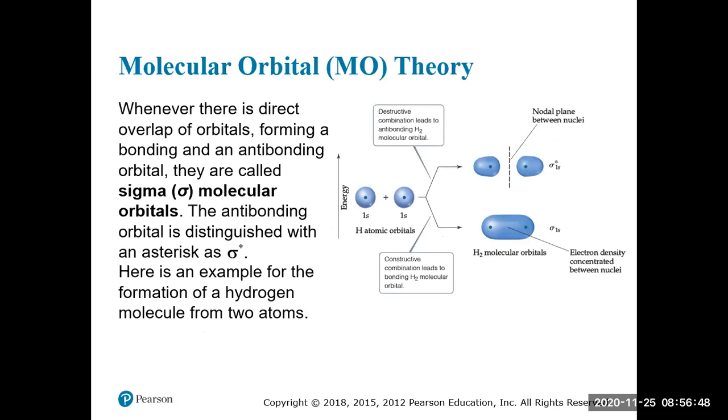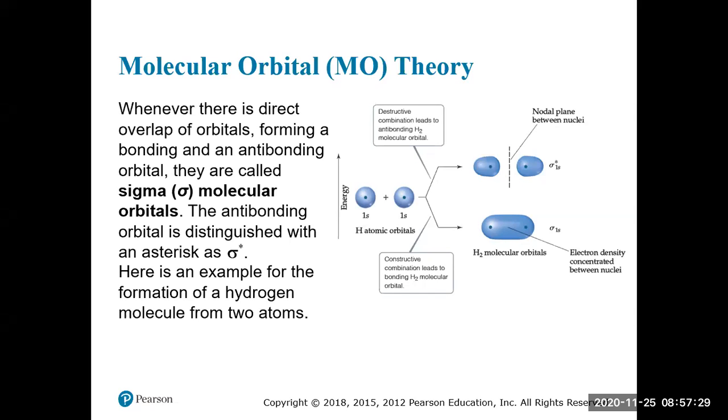So let's take a look at how this looks in a simple combination of 2 hydrogen atoms. We talk about how we have direct overlap of the orbitals, and when we do that, we get a bonding and an anti-bonding orbital. This combination is called a sigma molecular orbital. In this diagram, we see on the left representations of the 2 1s orbitals from the 2 hydrogen atoms. Then we go ahead and combine those.